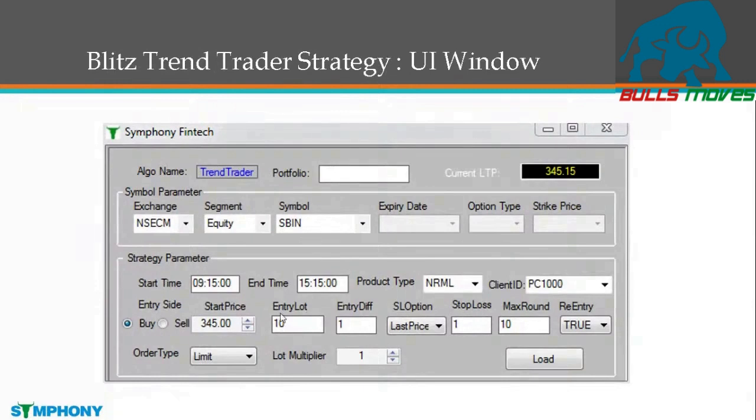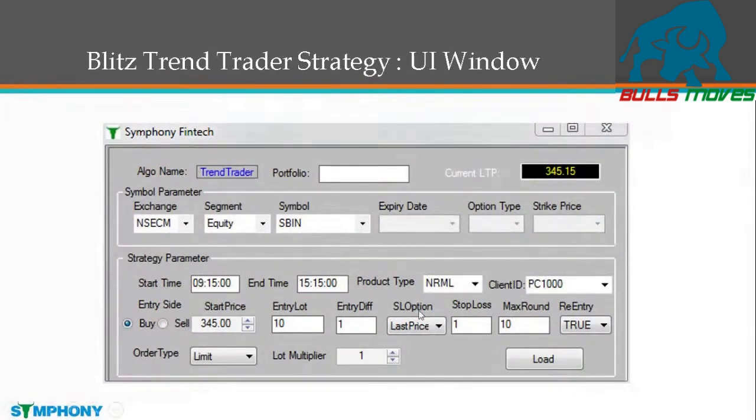And then you have to mention the entry lot. So entry lot can be number of quantities. So you can mention 10 quantities. For future option, you can mention the lot, one lot or two lot. So let's say, for example, in State Bank of India, I want to buy 10 quantities on each step.